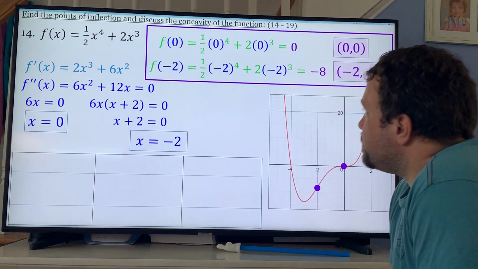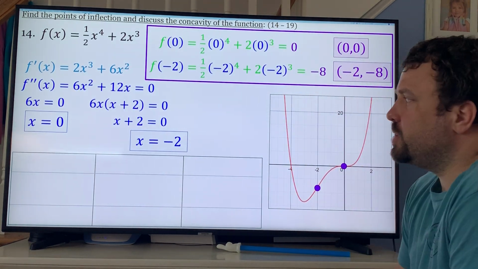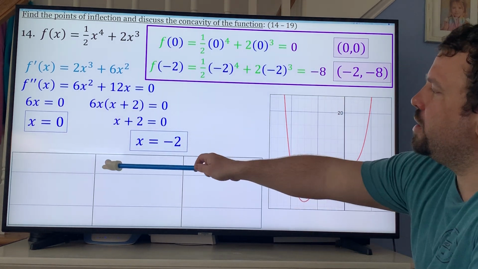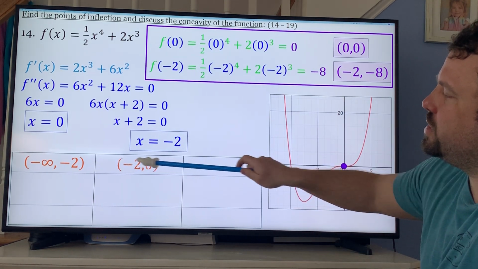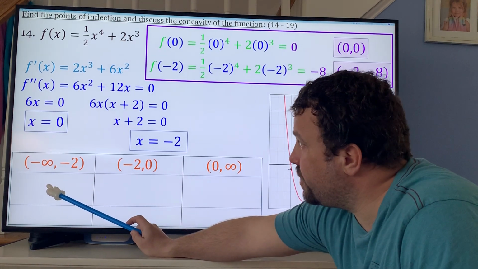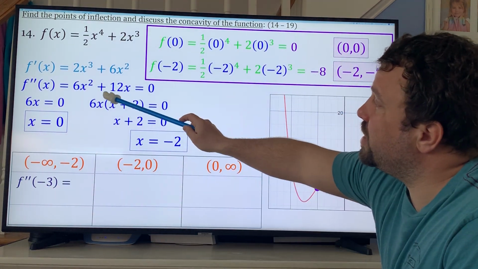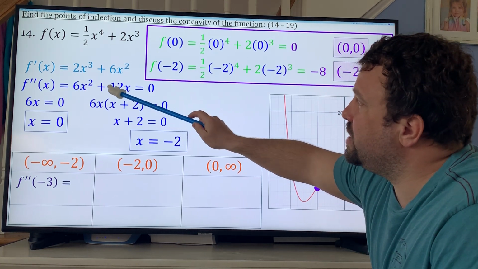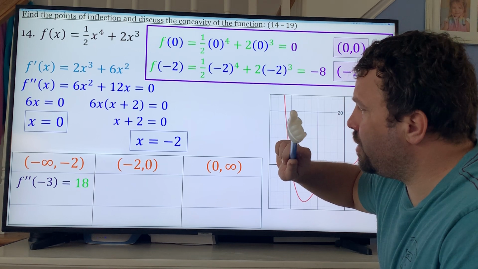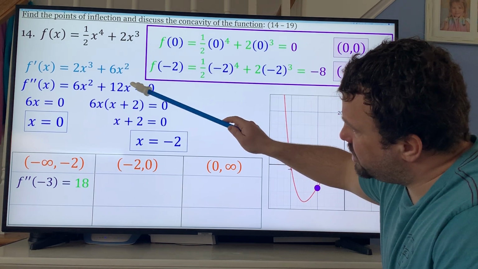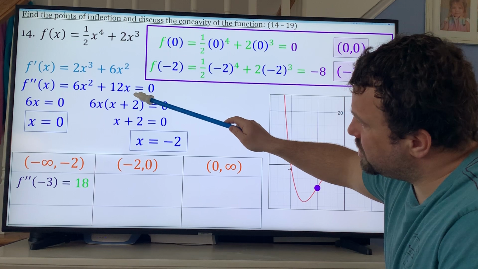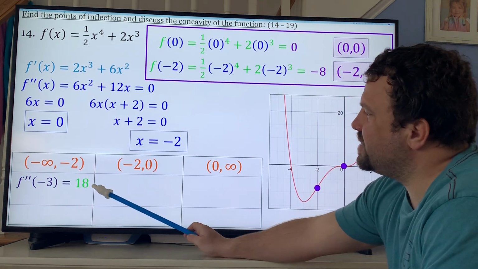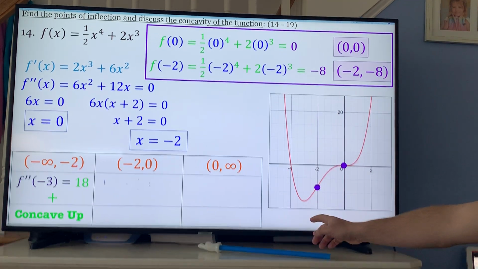Got it? All right. Now we got that stuff. You find your intervals, find the concavity. Negative infinity to negative 2, negative 2 to 0, 0 to infinity. Pick negative 3. When you take negative 3, you plug it in here. 2 times 9 is negative 18. Wait a second. Minus 36. Oh no, 6 times 9. Okay, 54 minus 36 is 18. Positive number, it is concave up.